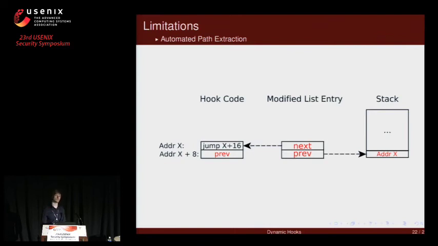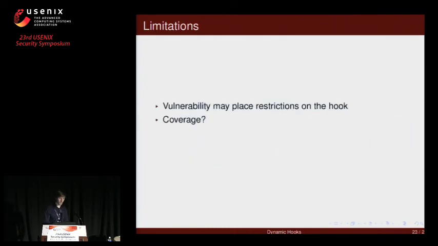So this is a typical restriction that could be placed on a dynamic hook based on the vulnerability that you're exploiting. A second problem I haven't talked about so far is coverage. So how many times is the hook actually triggered? Is it triggered for every event or just in specific cases? And our prototype can currently not determine this.